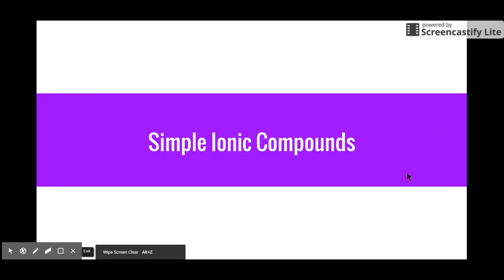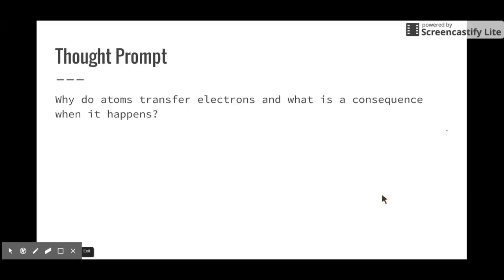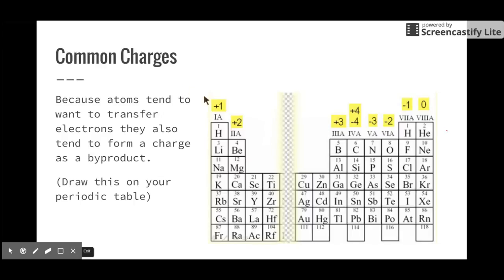All right, let's talk about simple ionic compounds. When they come together to form, how do we make them? So we're talking about how do you write the formula for simple ionic compounds? Well, again, thought prompt. Why do atoms transfer electrons, and what is the consequence when it happens? Well, you just figured out that when atoms transfer electrons, what happens is they get charged. Now, each atom, if you look at the actual valence, forms a different charge. Group 1 elements form a positive 1 charge. Group 2 elements form a positive 2 charge.